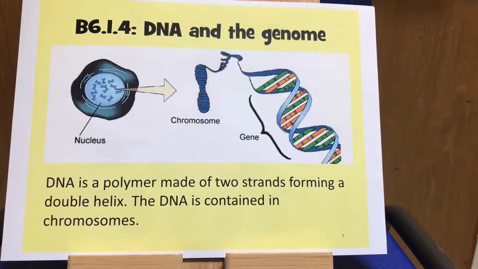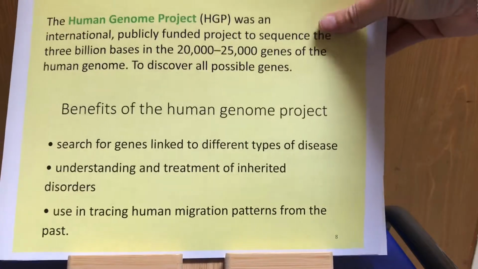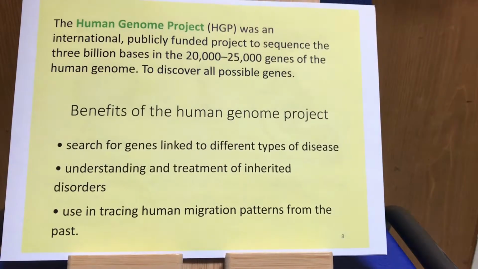Now, at some point in time, a few years ago now, the Human Genome Project was set up, and it was an international publicly funded project. And what they were trying to do, it was lots of scientists bringing together their projects to work out all of the possible human genes. They sequenced 3 billion bases. Now bear in mind there's only 4 different bases. To get 3 billion combinations was really quite a feat.